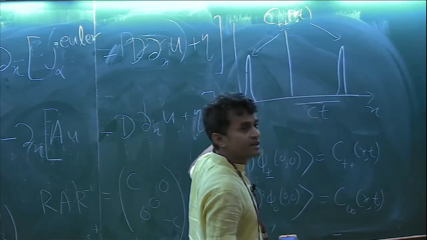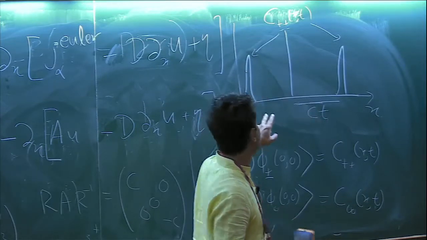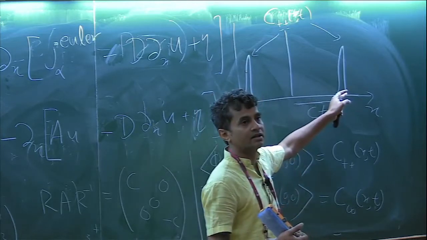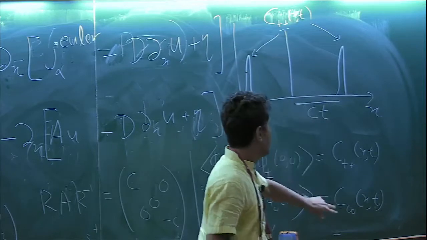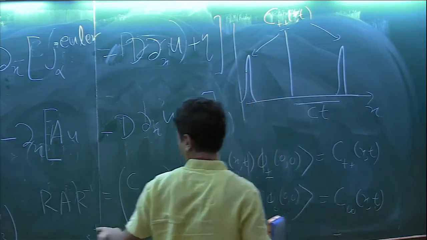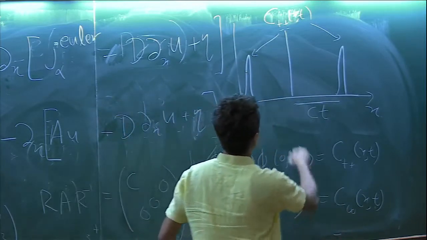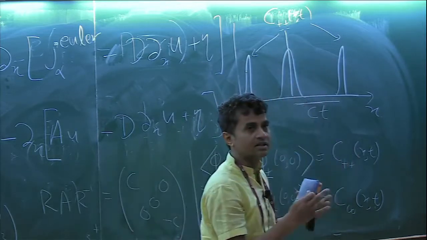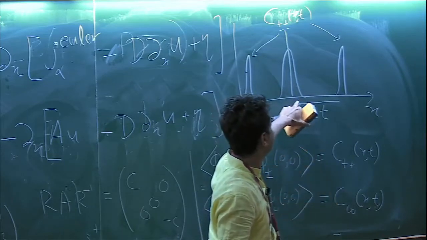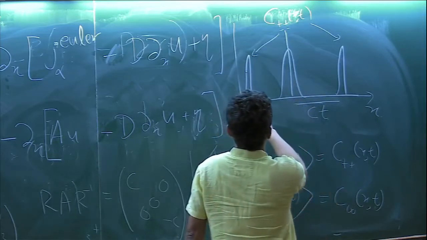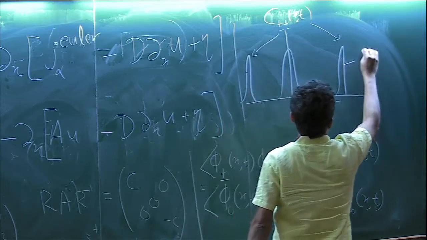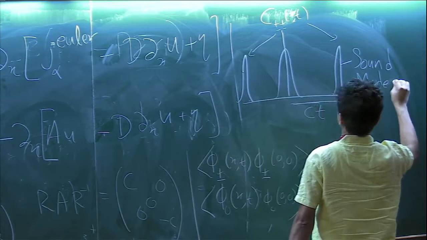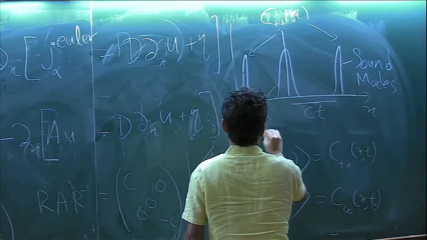And in the linearized theory, of course, these modes will spread in a diffusive way, while traveling ballistically. Okay, so these are C plus plus. And C zero zero corresponds to the zero eigenvalue here. What you get is the heat mode, which again is just diffusing and it stays here. Okay, so these are called the sound modes. And this is the heat mode.